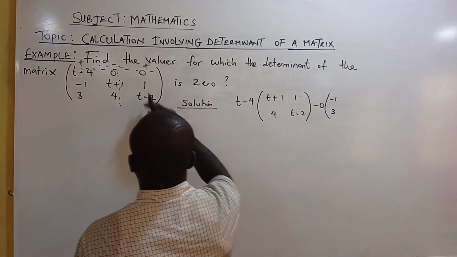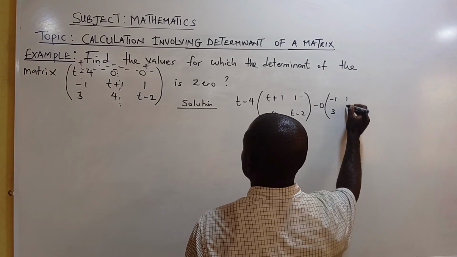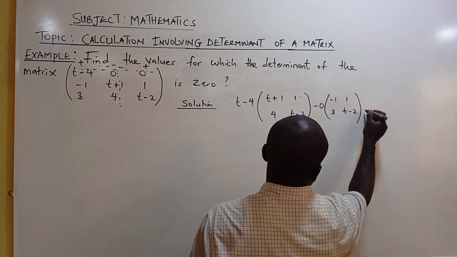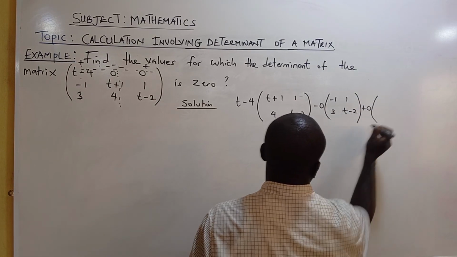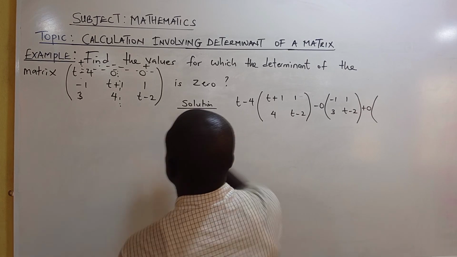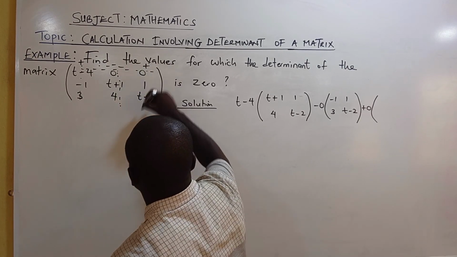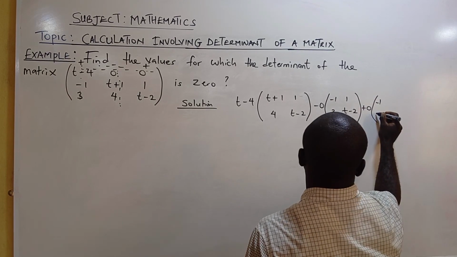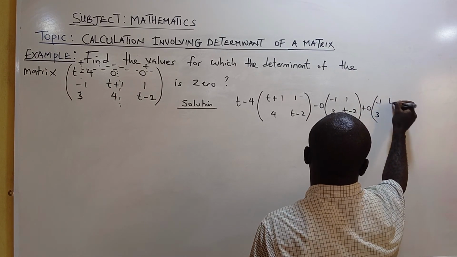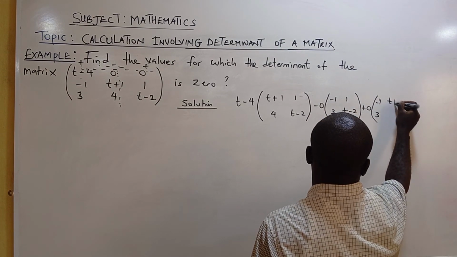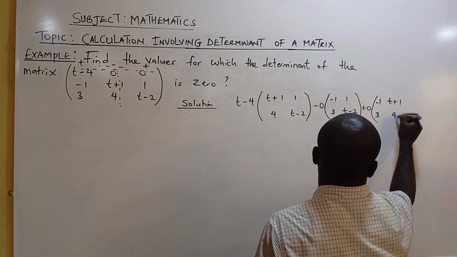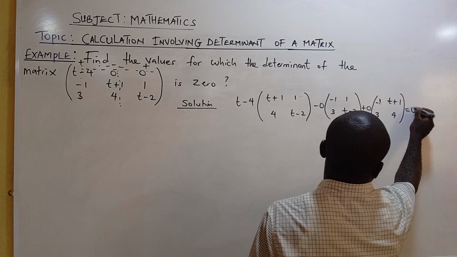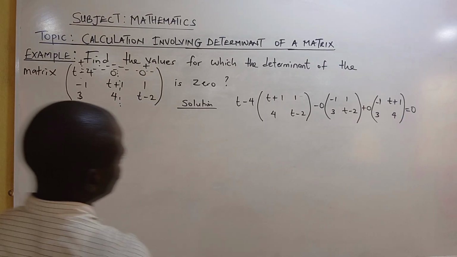3, 1, t minus 2, plus 0, open bracket. When you are picking this, you go like this and go like this, you are left with these two: minus 1, 3, t plus 1, 4. So what you are left with equals 0.